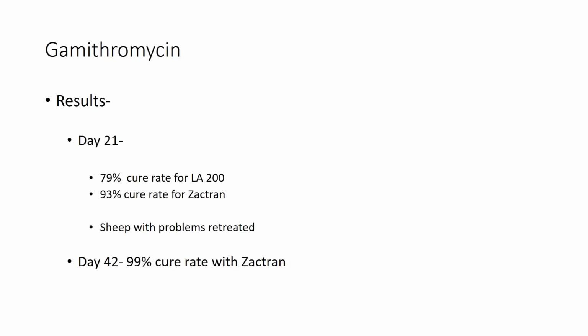The results from their inspection on day 21: they got a 79% cure rate for the use of oxytetracycline, which is pretty good. However, they got a 93% cure rate for the use of gamithromycin, or Zactran. The sheep that still had problems were retreated, re-injected with antibiotics. And then at day 42, the last inspection day, they had a 99% cure rate with Zactran, which is really impressive. To me, that's really exciting.